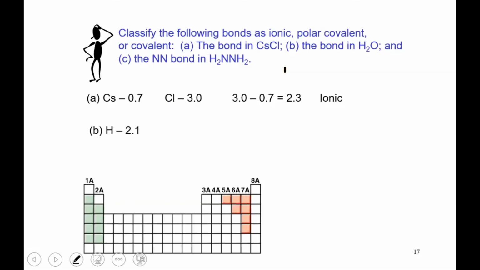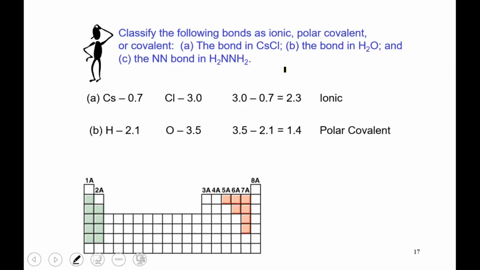Very good. Okay, let me get you guys to do the water one. So you find H, it's 2.1. What is oxygen? 3.5. Very good. So the difference, 3.5 minus 2.1, is 1.4. So that is a large difference, but it's not 2 or more, which means that this bond between hydrogen and oxygen, therefore, is polar. Very good. It's a polar covalent bond.